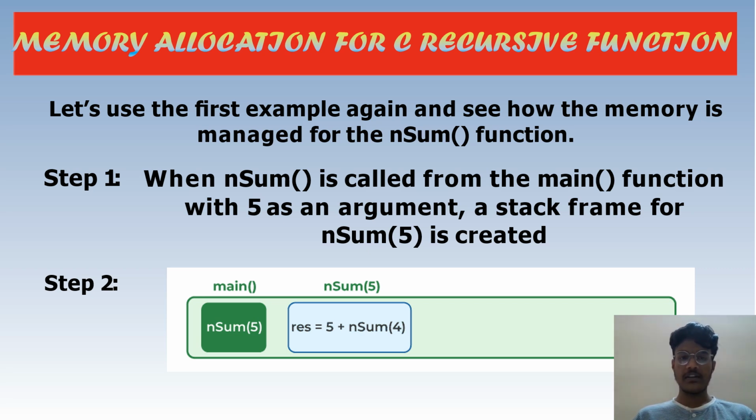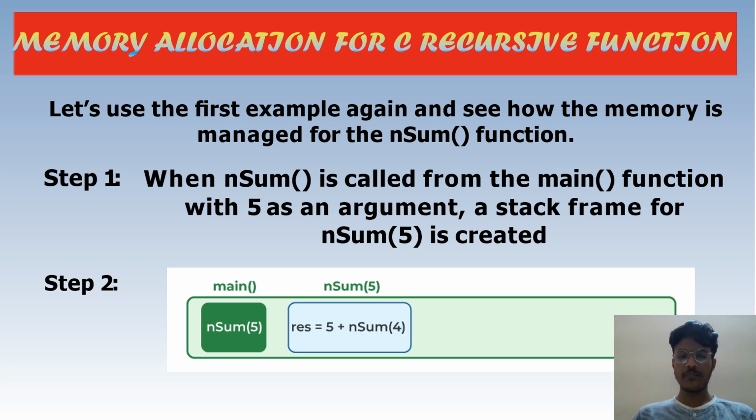In step 1, nsum is called from the main function with 5 as an argument. 5 depends upon the question. A stack frame for nsum is created. Then step 2: in the main function, nsum is 5, that is fixed now. We are taking 5 as an argument. That's why in the main function first we are going to take nsum of 5.